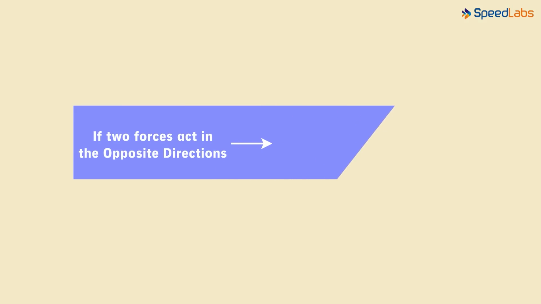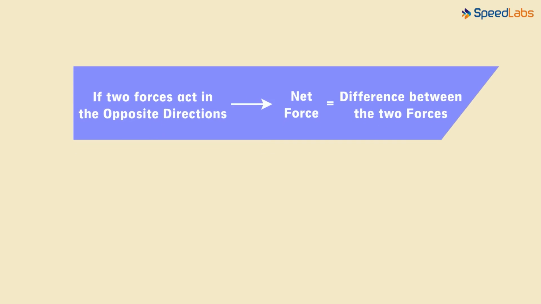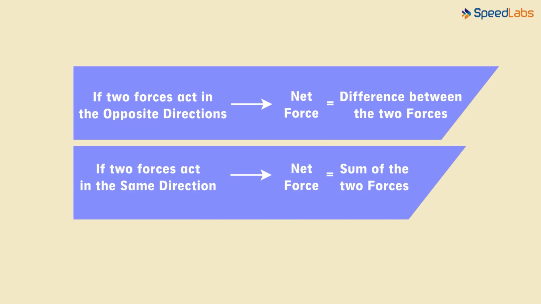Remember, if two forces are acting on the same object in opposite directions, then the net force on the object will be the difference in the two forces. And if the two forces are acting on the same object in the same direction, then the net force on the object will be the sum of the two forces.